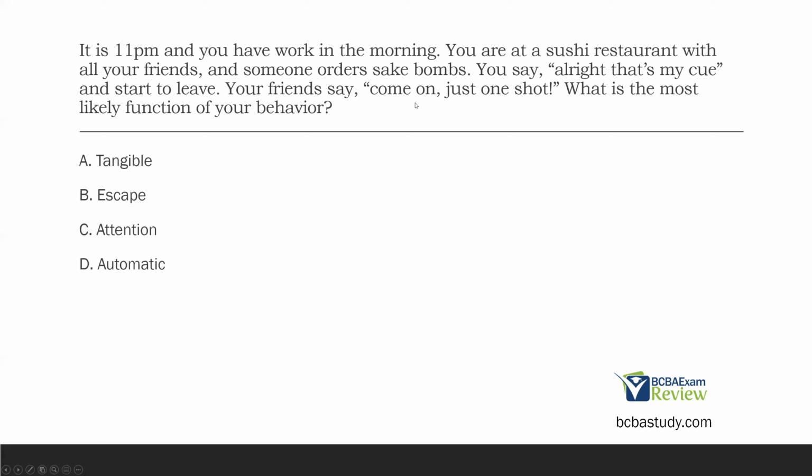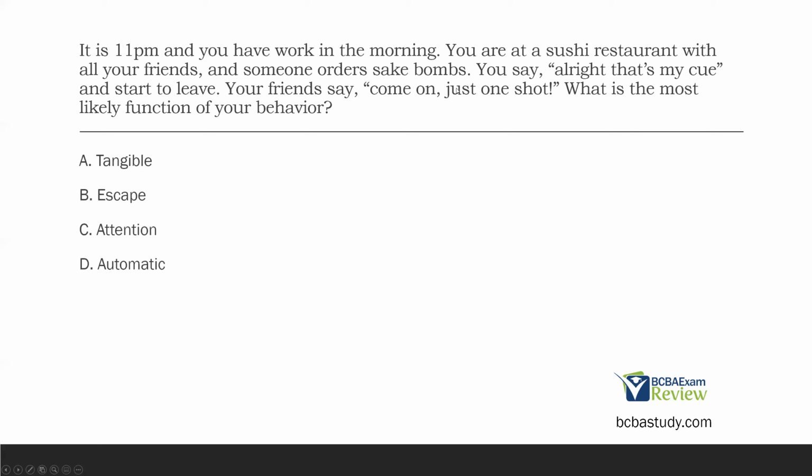Now, why do your friends say, come on, just one shot? Well, chances are in the past, that's gotten you to stay, right? So in the past, come on, just one shot, is that SD for, okay, I'll take one shot? Now we're going to have a good time. Okay. But that's not what the question is asking. What is the question asking? The question is asking, what is the likely function of your behavior? It's an important tip. We need to answer what the question is asking, not what we think it's asking.